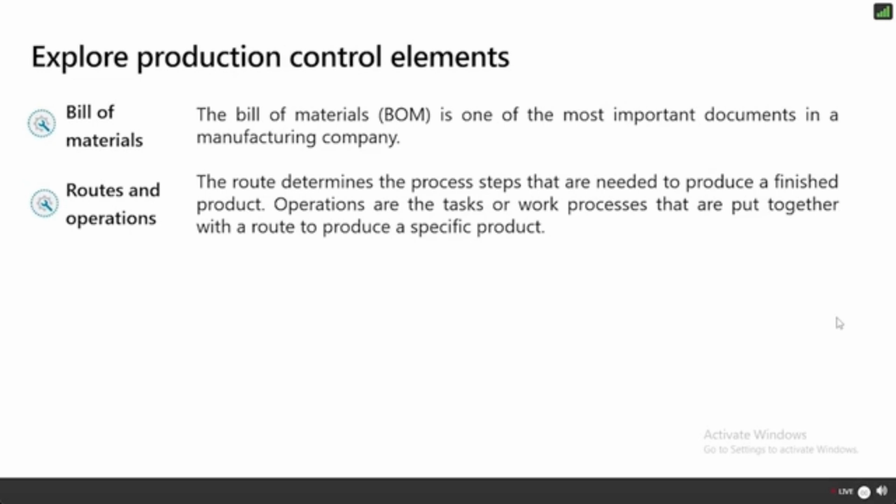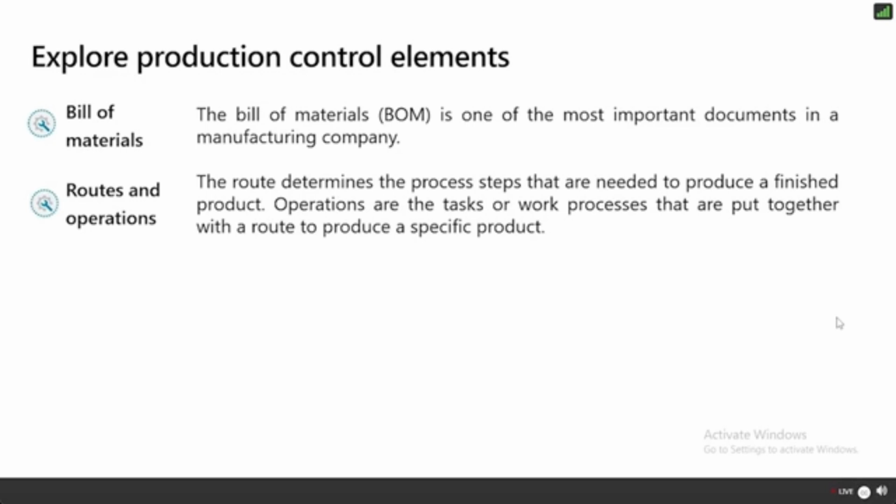So the bill of materials is going to define the materials that are needed. The resource defines where the item is produced, and then the route is going to determine the sequence of events to build that finished product. And then the last thing that we have is the operations. These are going to be the tasks or the work processes that are being put together with the route to basically produce a specific product.